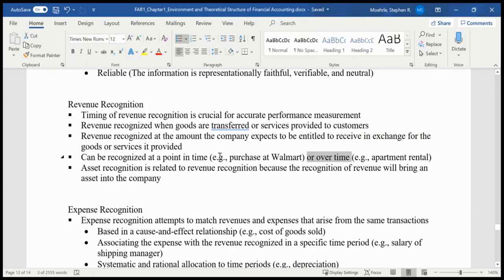Examples would be when you purchase something at Walmart or Target or Amazon. Well, Amazon does have to be delivered, but when you purchase something at Walmart, when you walk out, they can recognize the revenue for the sale they made to you. Apartment rentals, that revenue is recognized by your landlord over time because it is earned daily.